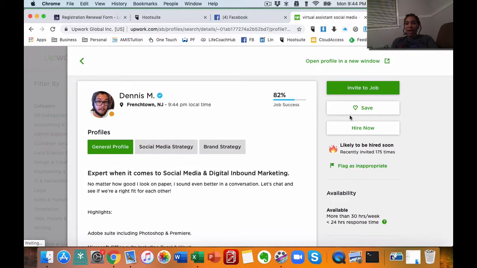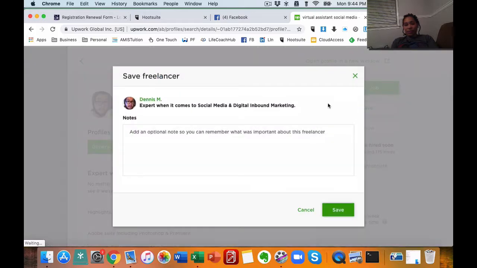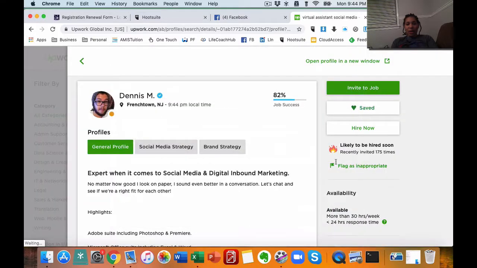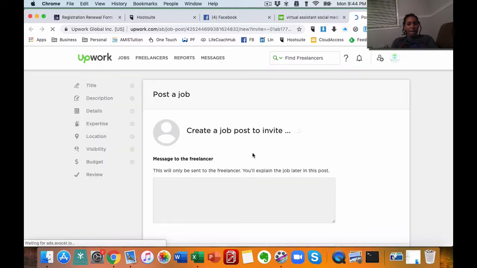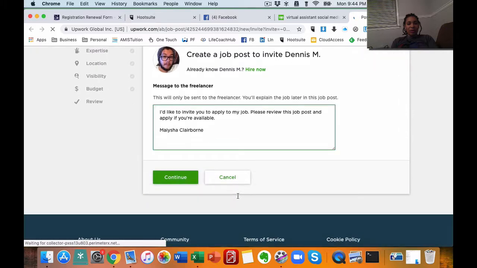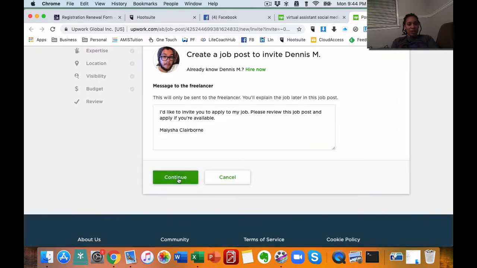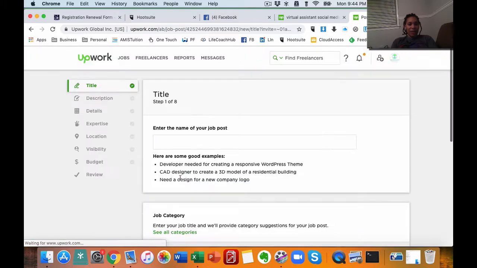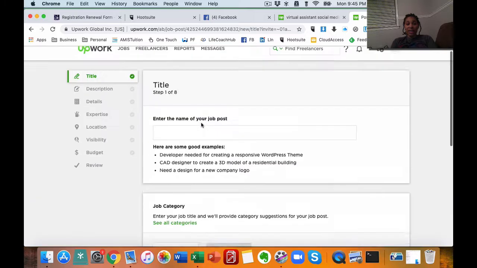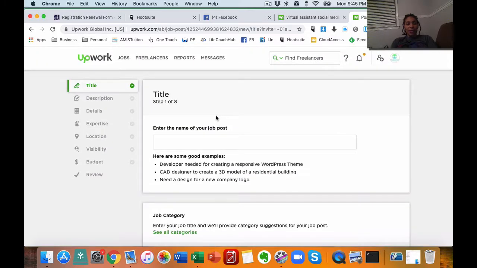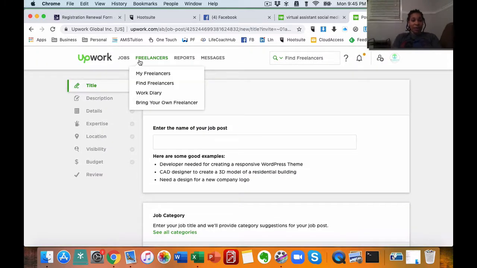And how would you do that? You might save, right? You can save and then put a little note in here. Or you can invite to a job. Okay. And you would sort of start with the message to them. You might personalize that message. And then you would actually create your job post. Now, I'm not going to actually post a job here. I'm going to show you that a little bit separately.